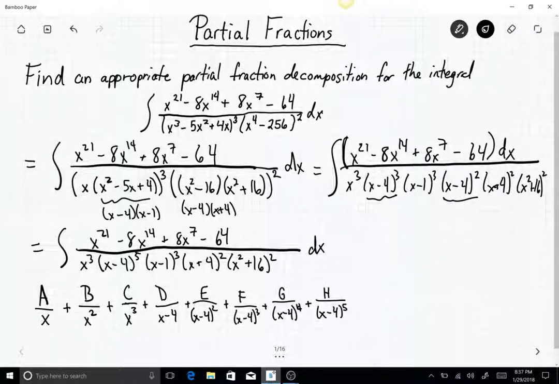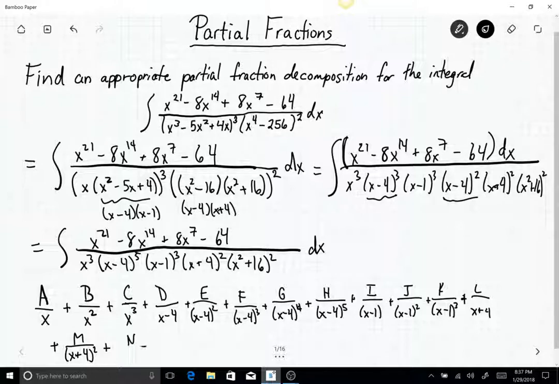We got to keep on going. We need I, J, and K for the x minus 1, trying to get up to that cube factor. So we have I over x minus 1 plus J over x minus 1, the quantity squared, plus K over x minus 1, the quantity cubed. And then we have the x plus 4 terms, so we'll have L over x plus 4. And excuse me for having to go to the next line, but it's just a big partial fraction, so you have plus M over the quantity x plus 4 squared.